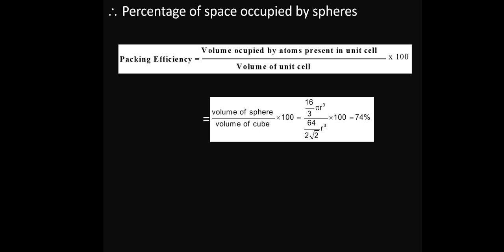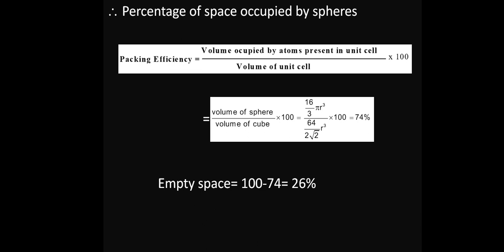Okay, so if we simplify that, what we get is 74%. That means 74% of the space in a face-centered unit cell is occupied by atoms. So if 74% is occupied by atoms, how much is remaining empty? It is 100 minus 74, which gives you 26%. So 26% of the space is empty in a face-centered cubic unit cell.